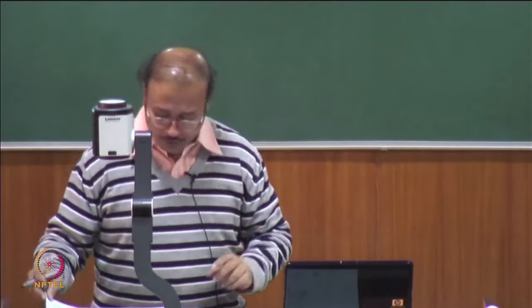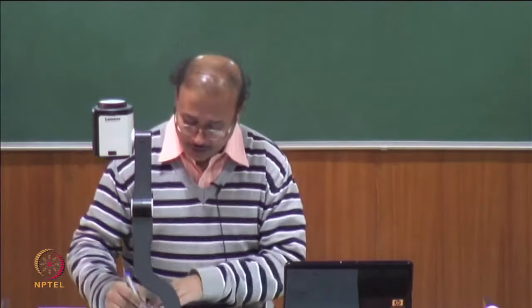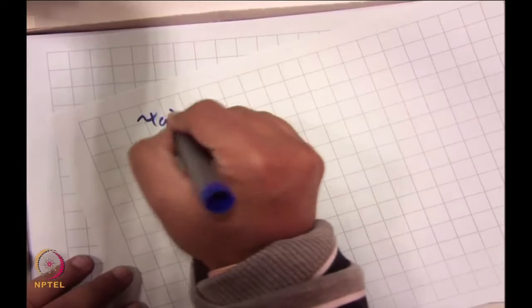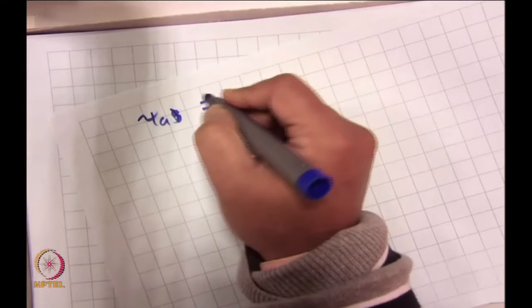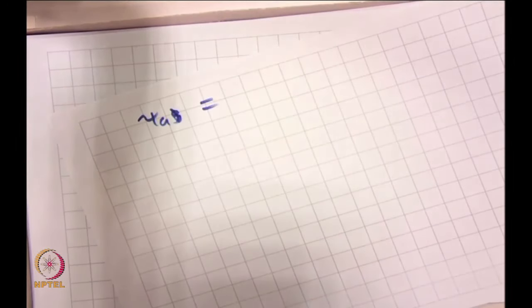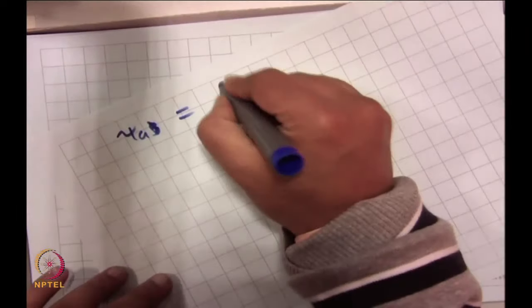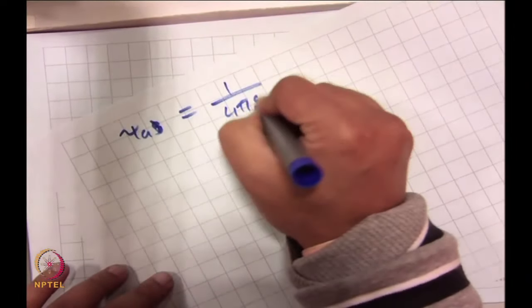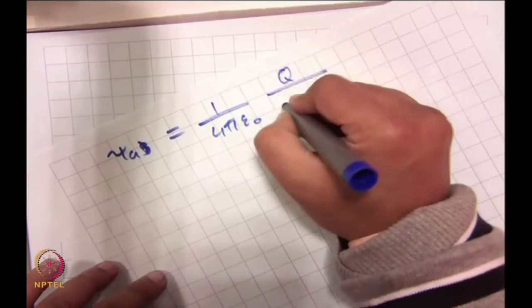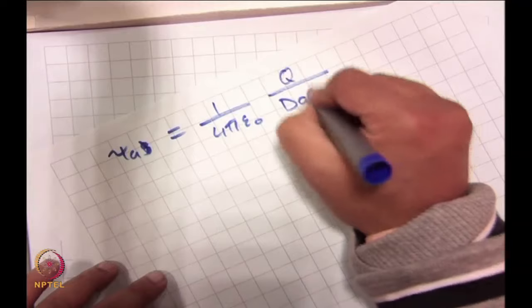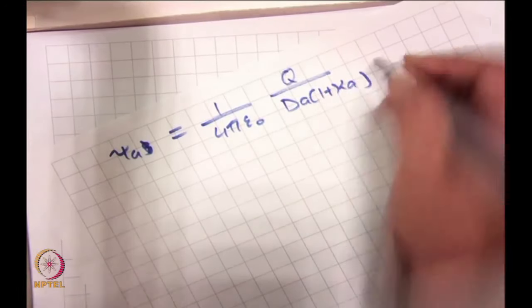Okay. So, to give you an expression for psi of a, I will just write it down. It can be shown that psi of a is 1 by 4 pi epsilon 0, q by d of a, times 1 plus kappa a.